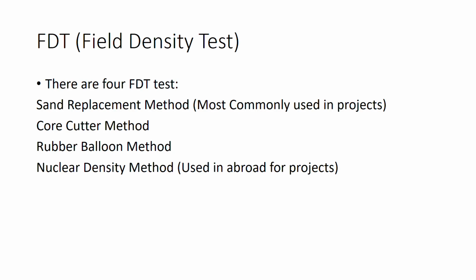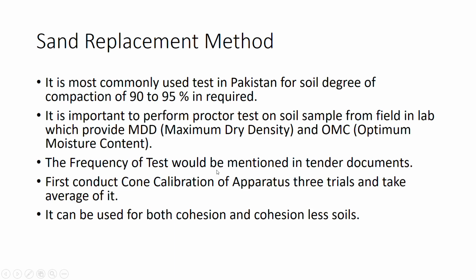There are around 4 field density tests: sand replacement method, most commonly used in Pakistan, core cutter method, rubber balloon method and nuclear density method. This last one is basically most commonly used in foreign and abroad projects.